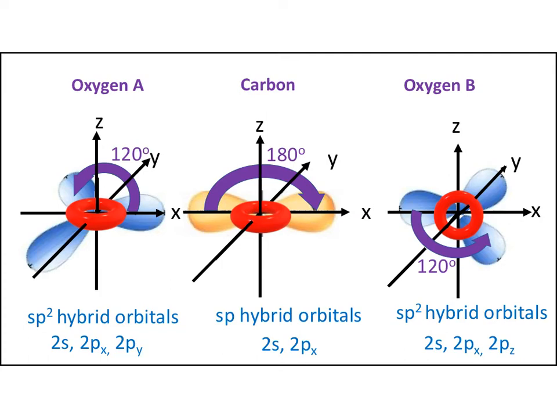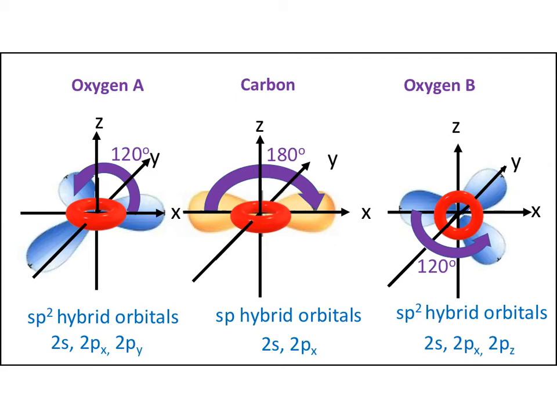And now we introduce oxygen B into the game. Oxygen B again has sp2 hybrid orbitals, but rather than using the py, it has used the pz. So its lobes are in the xz plane, perpendicular to the donut. The donut is now showing you the xz plane, which the lobes of the hybrid orbitals are in.